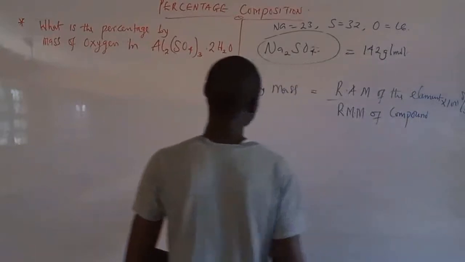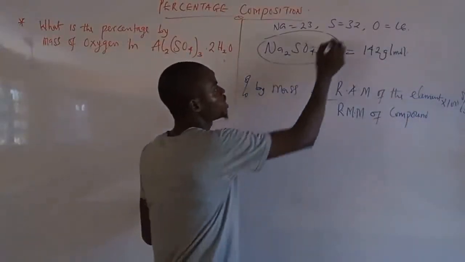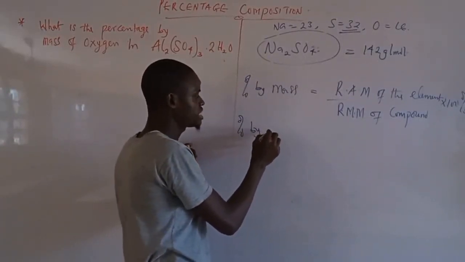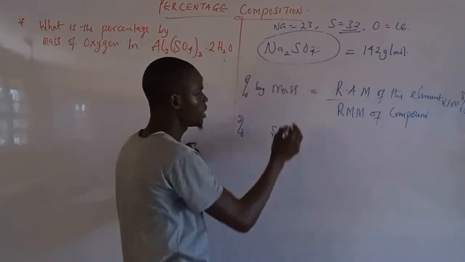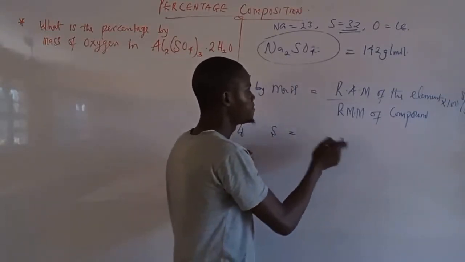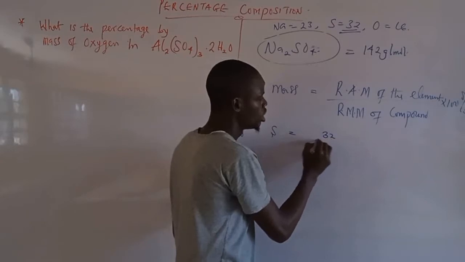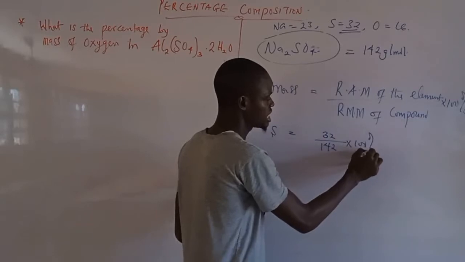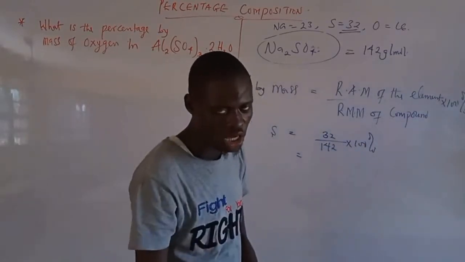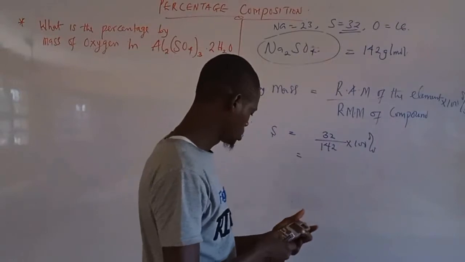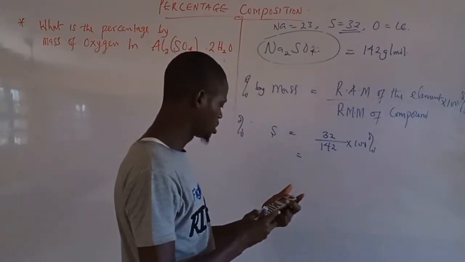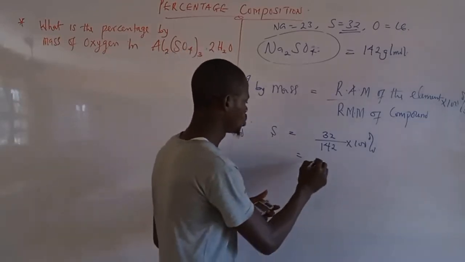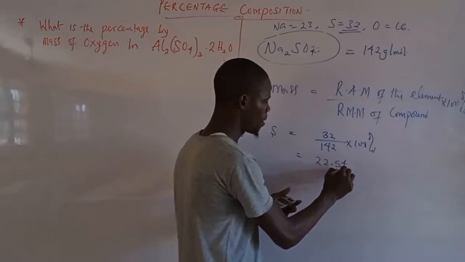The first thing is that the atomic mass of sulfur is 32. So the percentage of sulfur in this compound equals the mass of sulfur, which is 32, all over the relative molecular mass, which is 142, multiplied by 100%. If I punch my calculator, I should have 32 multiplied by 100 divided by 142. Then I'll be having 22.54%.